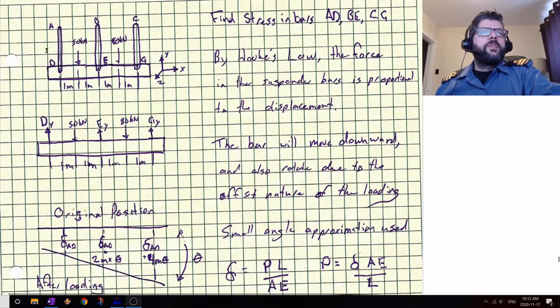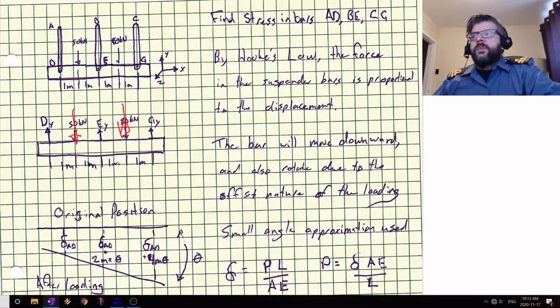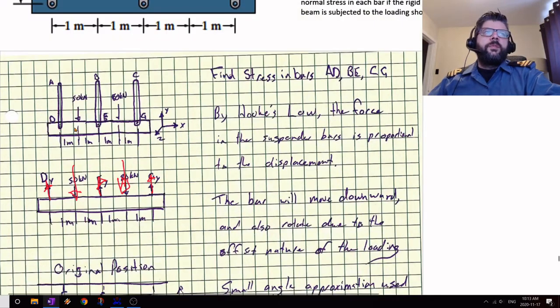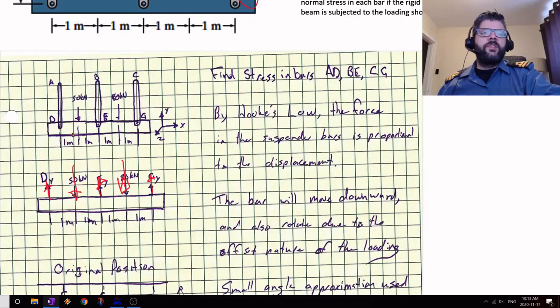So let's redraw the situation here. Free body diagram. What we have here is the beam itself, which will be subjected to the two loads applied, the 50 and the 80, and then it's going to have some sort of reaction from those three wires. So I'll call that Dy, Ey, and Gy. I replaced F with G because I don't like using F in the diagrams, because then you get FF and it confuses things and so on and so forth.